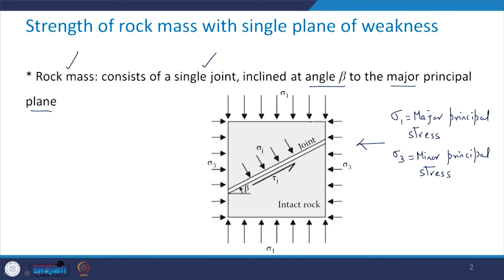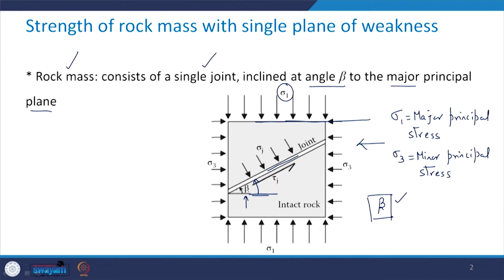So, on this plane your major principal stress is acting, and from this plane only we are taking the orientation of this discontinuity, which we are representing by beta. I want you to remember how the orientation of this joint is being measured, because all our plots and all our results will depend upon this value of beta and how it is measured.